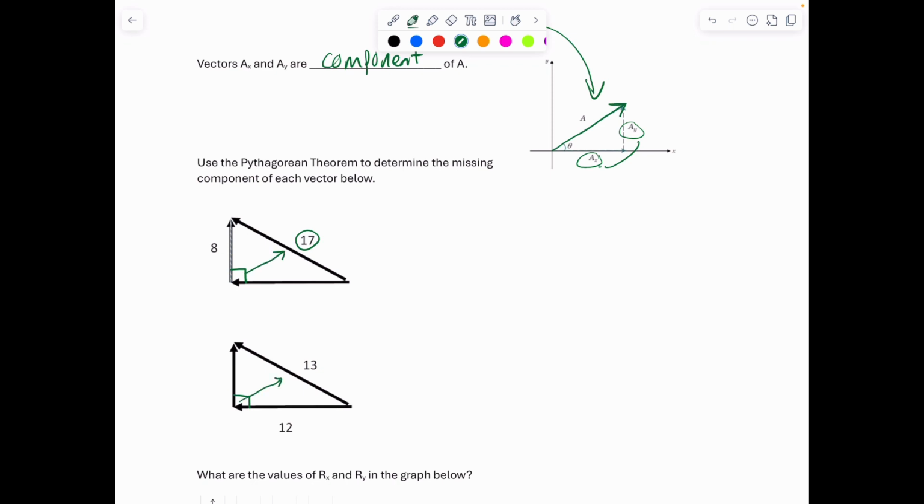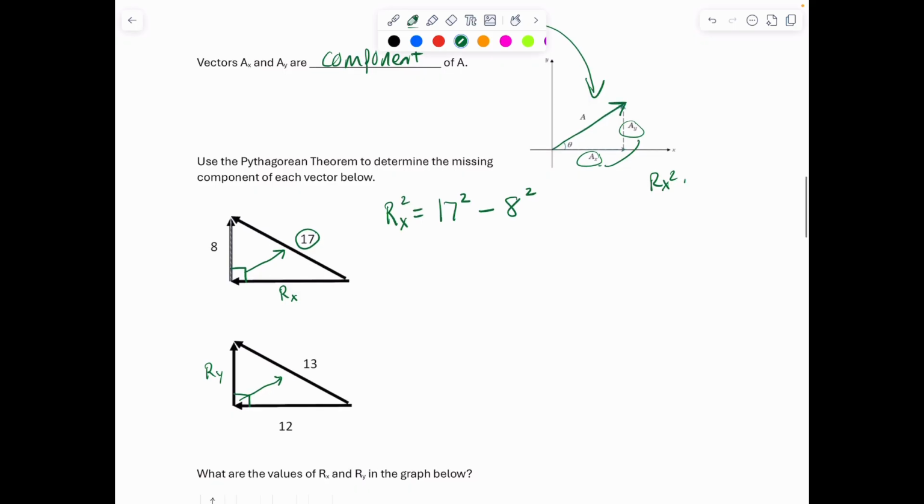So we can think of it this way. If this is going to be my r of x, and maybe this one over here is my r of y, r of x is going to be equal to the hypotenuse squared minus the other leg squared. And I get that, if you recall, by saying something like r of x squared plus 8 squared equals 17 squared. And if I subtract 8 squared from both sides, that's how I end up with r of x squared equals 17 squared minus 8 squared.